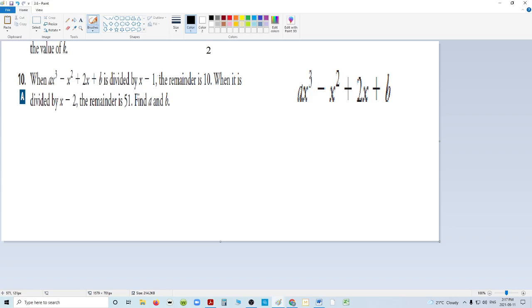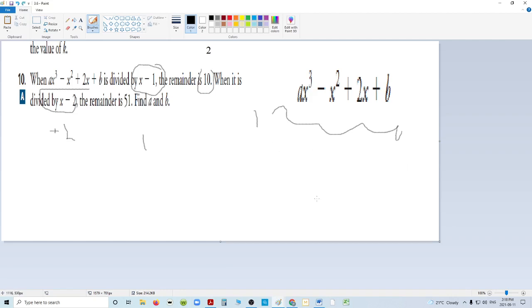Well, fortunately, they tell us 2 things. When x minus 1 is a factor, in other words, when 1 is a root, the remainder is 10. So if we put 1 in as a root, it should leave a 10, whatever equation we come up with should equal 10. And the second thing they tell us is that when x minus 2 is a factor, so 2 is a root, the remainder is 51. So again, whatever equation we come up with should equal 51.